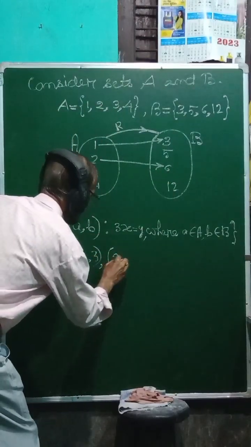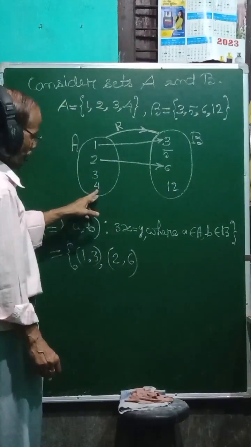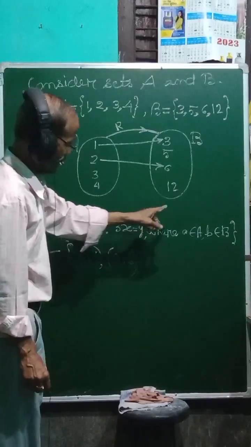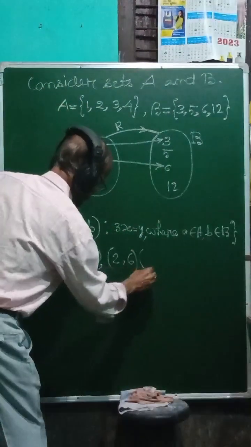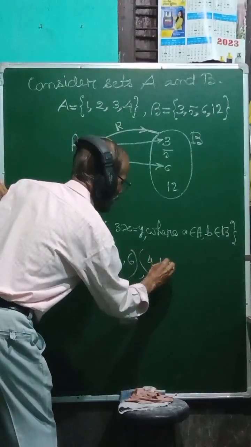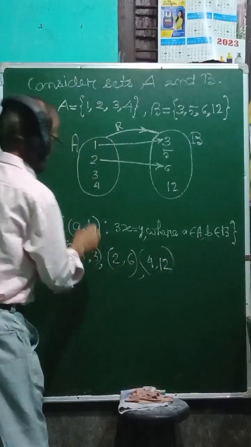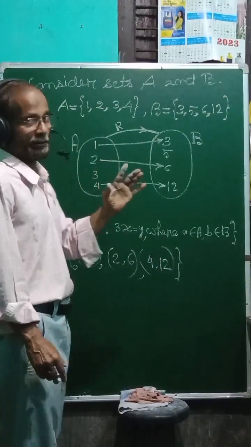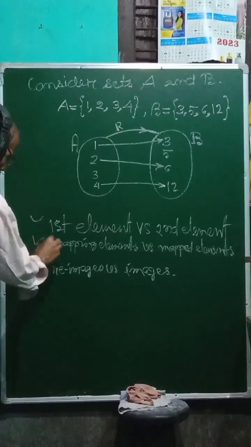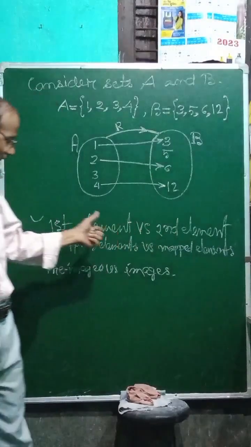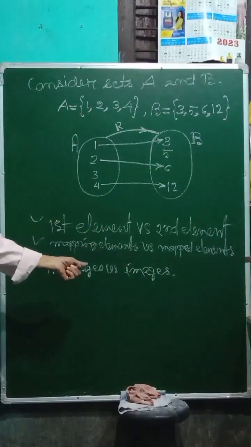So one more pair. Then 4 into 3 equal to 12, and this 12 is available here. So we got another pair 4, 12. Now we shall see the elements identification names. We can identify the elements by these three combinations.